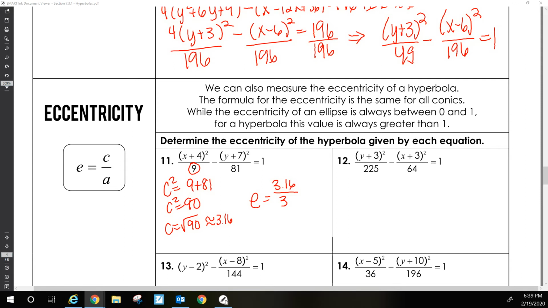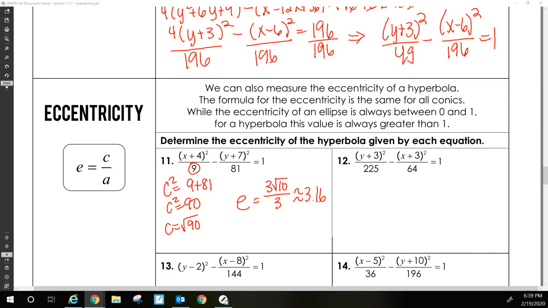Sorry, just kidding. This does not equal that. E is equal to this. This is the same thing as 3 square root 10, or you can leave it as square root 90 all over 3. This guy is about 3.16. So notice, whereas our eccentricity was between 0 and 1 for ellipses, our eccentricity is now bigger than 1 because we're talking about a hyperbola.